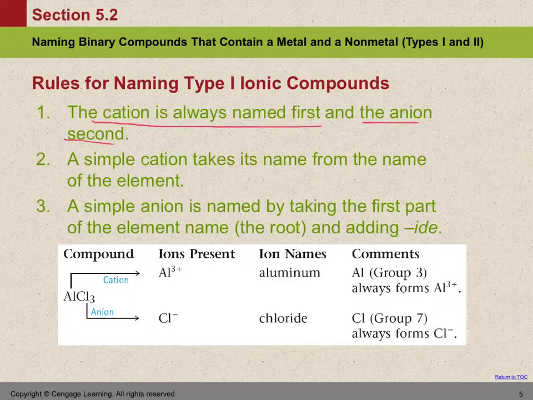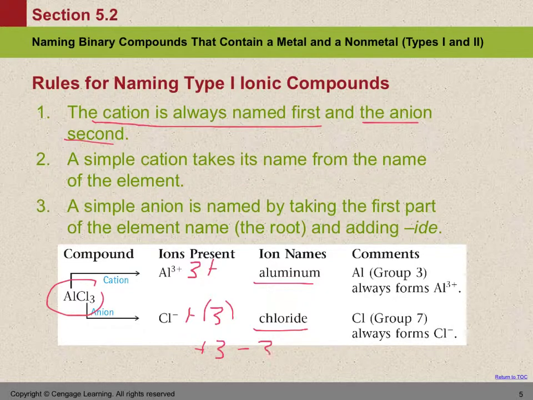So here we have aluminum chloride. The aluminum is a 3+, and we use the name aluminum. And the chloride is a 1-, and we use chloride. Notice the -ide ending. But if we look at the charges, our ionic compound always has a neutral charge. So aluminum is a 3+, and we only have one of those. Chlorine, though, is a 1-, but because we have 3 of them, we can add that up, +3 and -3, our overall charge is 0.